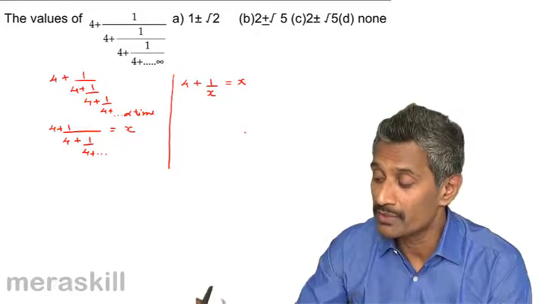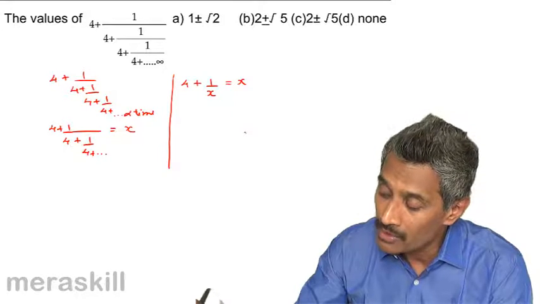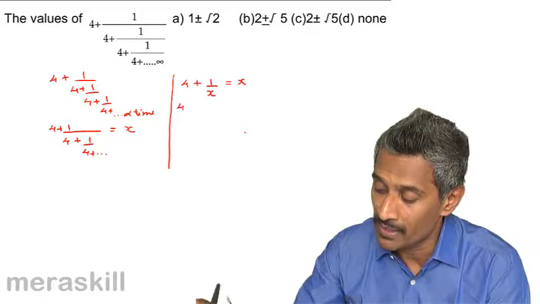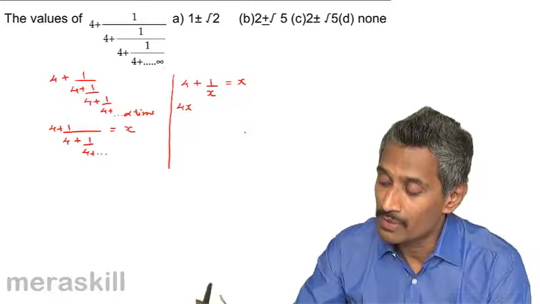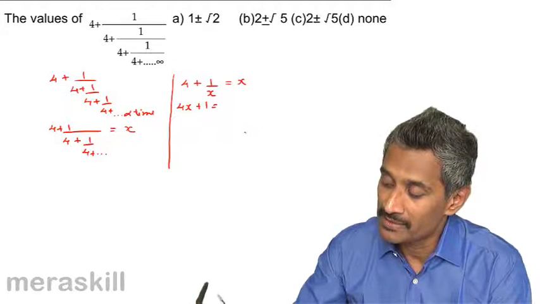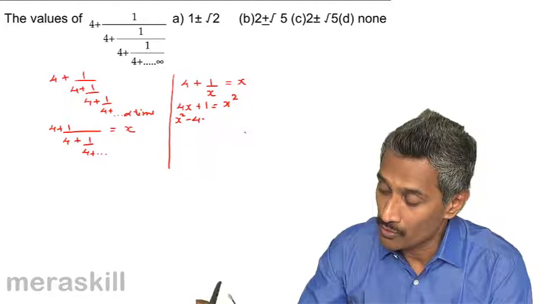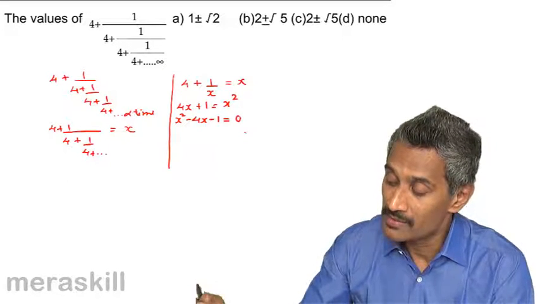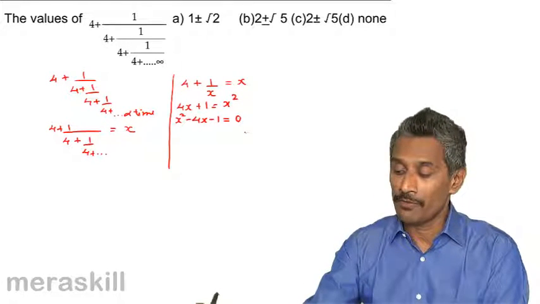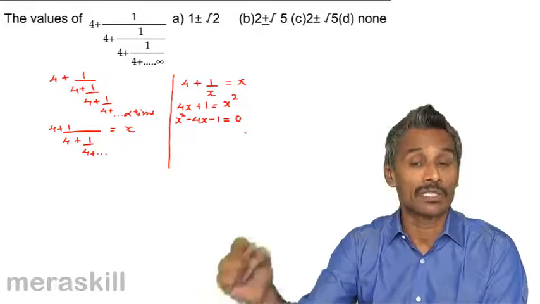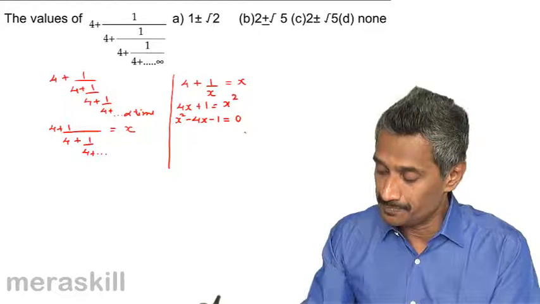Now we need to solve it. You can take LCM or multiply all the terms by x and you get 4x plus x into 1 by x is 1, x into x, x squared. So you get x square minus 4x minus 1 is 0. We need to find the value of x, which is the same as the value of this particular expression.